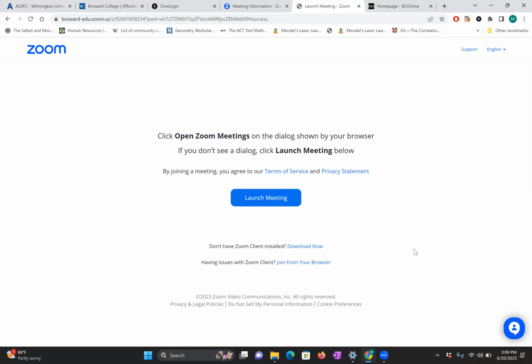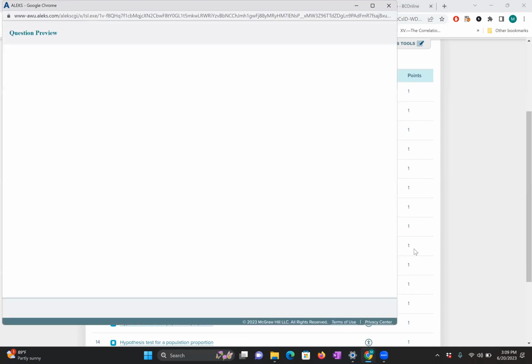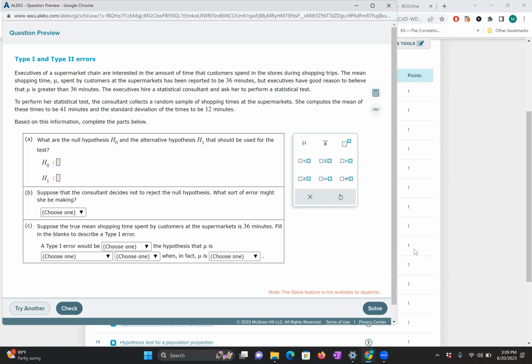All right, here we go, ladies and gentlemen. I'm going to share with you the Alex questions on type 1, type 2 error. And let's have a quick conversation on the verbiage so you feel comfortable. So the first thing we would do here is consider that we're trying to determine whether or not the null hypothesis is true or not.